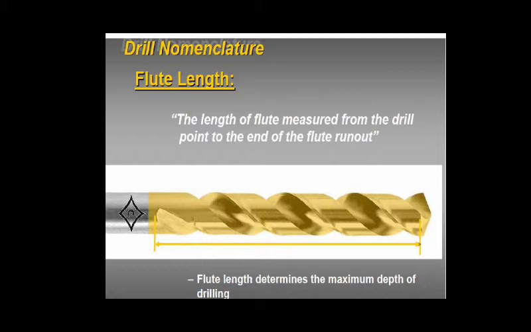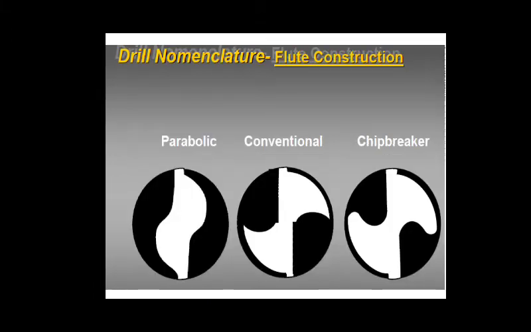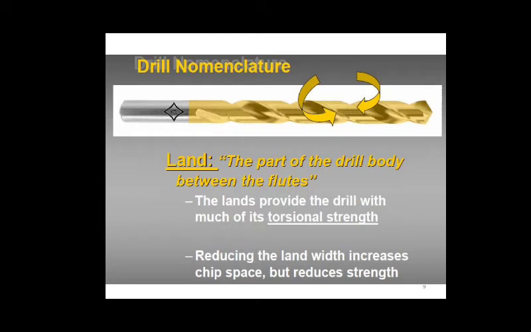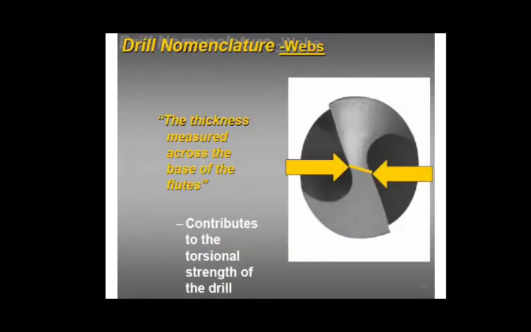Now next, that is flute construction. You can see there are three constructions: parabolic, conventional and chip breaker. Next, land is the part of the drill body between the flutes. The lands provide the drill with much of its torsional strength. Reducing the land width increases chip space but reduces the strength. Now next, web. The thickness measured across the base of the flutes is called the web. It contributes to the torsional strength of the drill.